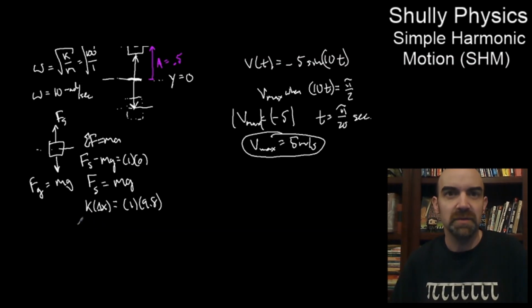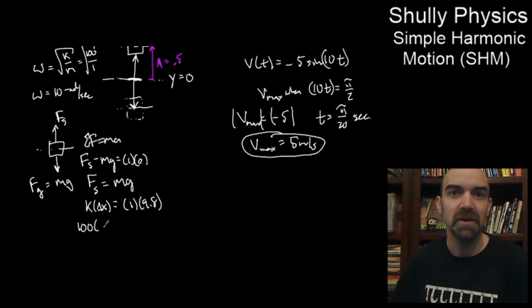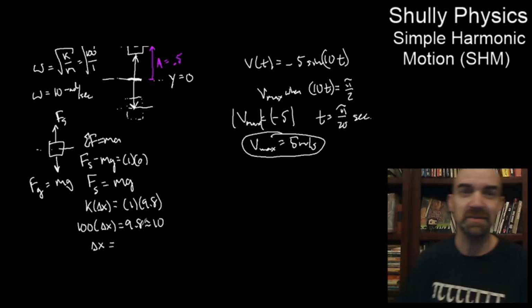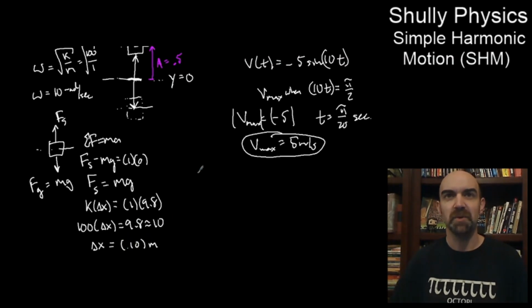Spring constant is 100. So how far is the spring stretched when the mass is hanging on that spring there? That's what we can solve for, that delta x equals 9.8. So that midpoint is when the spring's at 9.8 over 100. We're going to say this is essentially 10, just to make it a little easier here. 10 divided by 100 is 0.1 meters.